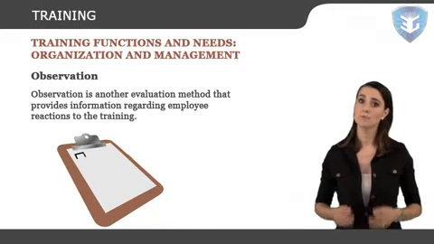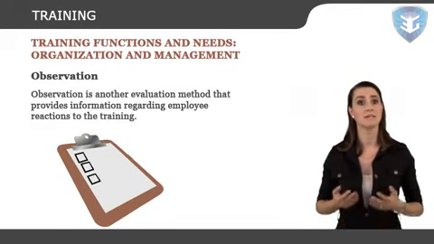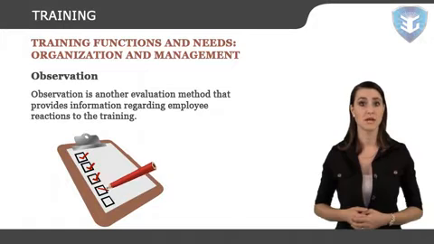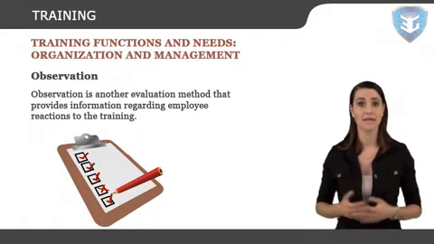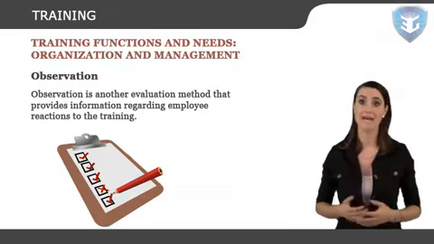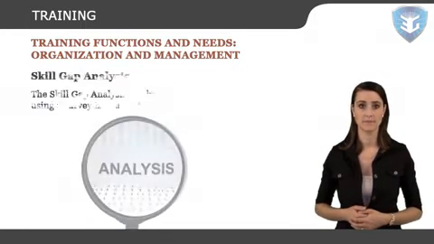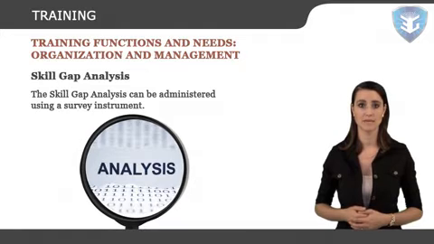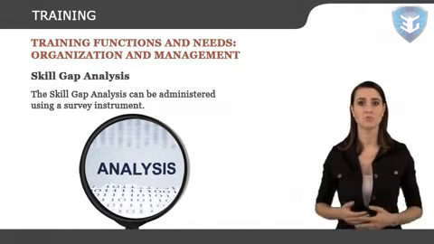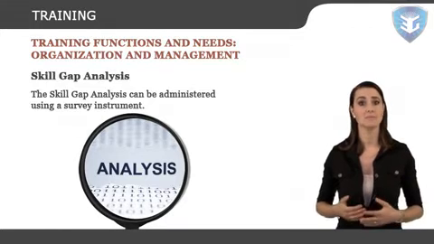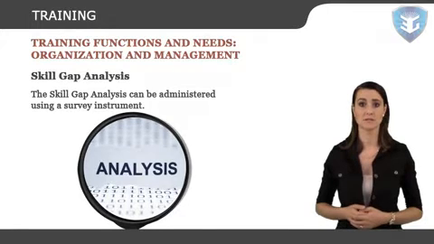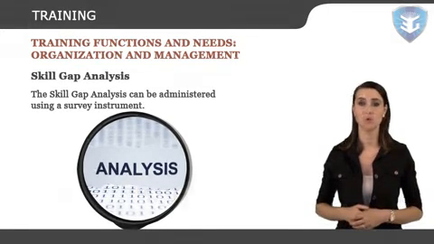Observation. Observation is another evaluation method that provides information regarding employee reactions to the training. Training department personnel should observe employee interaction, level of engagement with training instructors, and responses to course content. Skill gap analysis. The skill gap analysis can be administered using a survey instrument. A skill gap occurs when an employee is rated with a lower level of skill than the position requires. This assessment should be used for informational purposes only and should not be linked to the employee evaluation process.